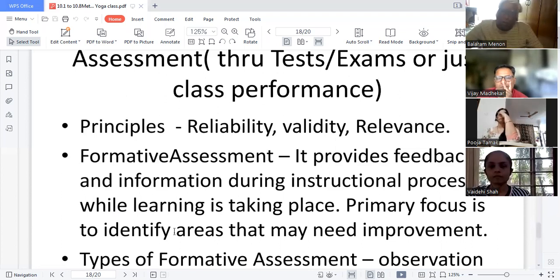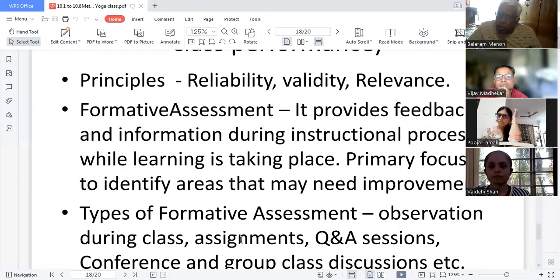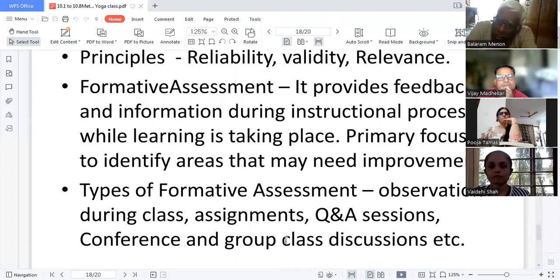Okay. Now, what are the types of formative assessment? Observation during class, assignments, question and answer sessions. The question and answer sessions give us feedback on what the student has absorbed from the class, where he stands. Sometimes I ask a senior student, when a junior student has come, please explain the benefit of Bhujangasana. They're doing Bhujangasana, fine. Please explain to the new student. So, what is the major benefit?